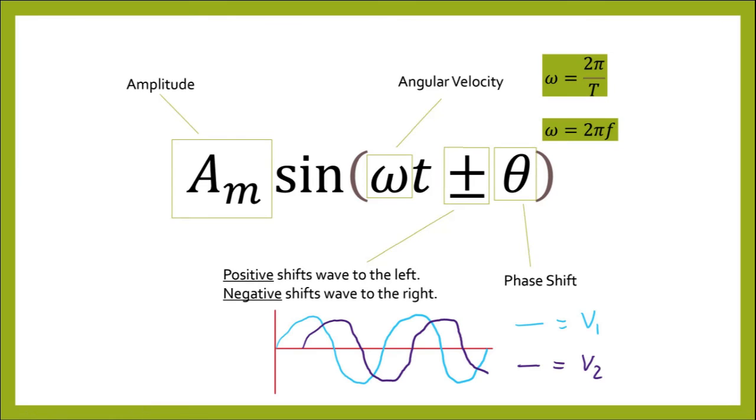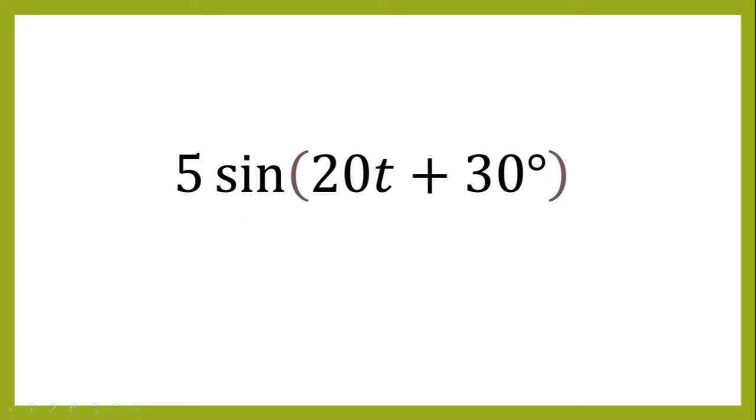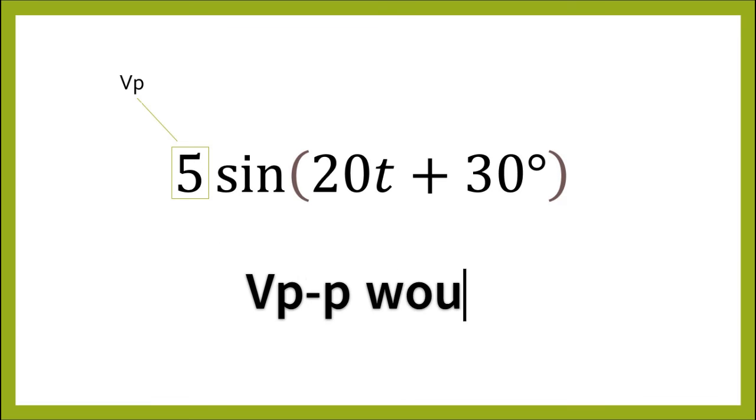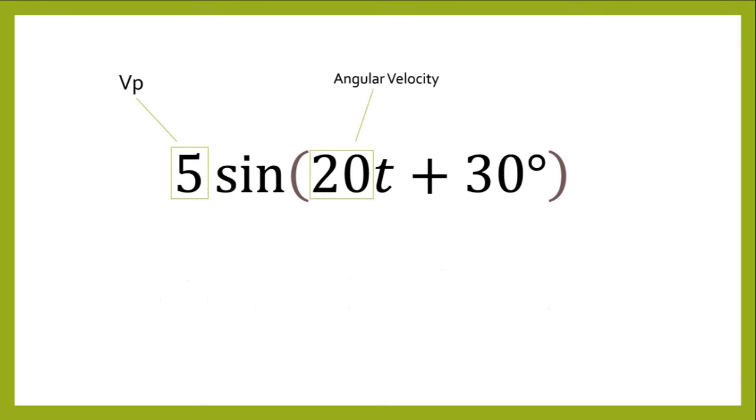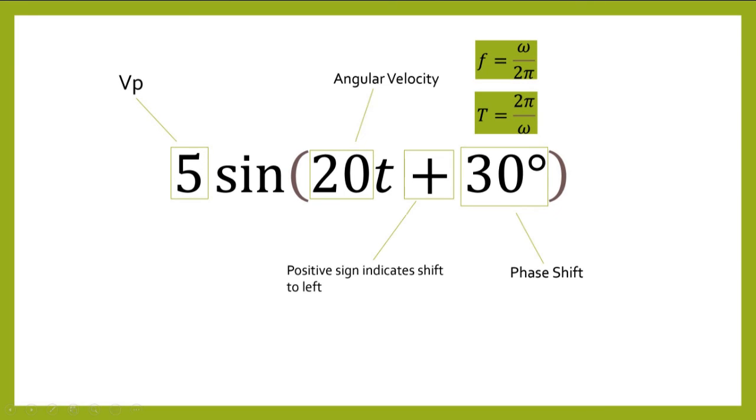If V1 is shifted further to the left than V2, then V1 is said to lead V2, and V2 is said to lag V1. Looking at an example voltage sine function, in this case the amplitude Vp is 5, the angular velocity is 20, which can be used to find the frequency or period of the wave, and the wave is shifted 30 degrees to the left.